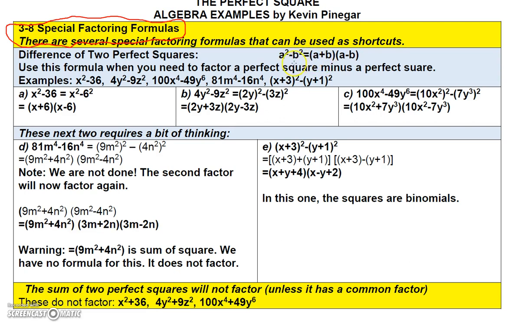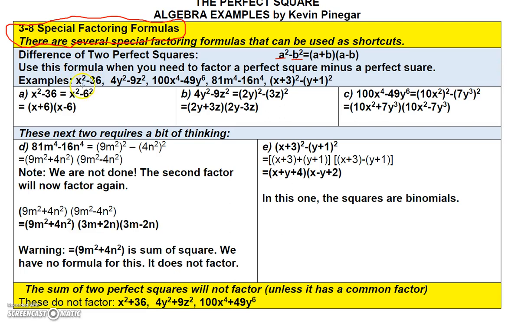So if you want to factor this, if you see a term that is just the difference of two perfect squares, then you should know that you can factor it into the square root of the first term plus the square root of the second term times the square root of the first term minus the square root of the second term. Now that's a mouthful, but it's really not that difficult. So here are some examples if you want to look at some.